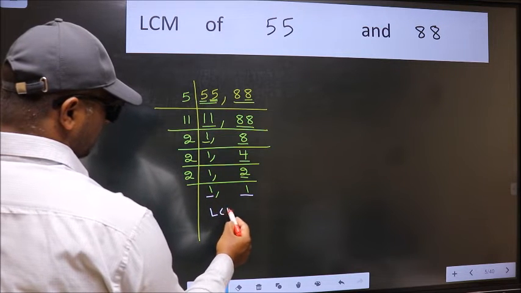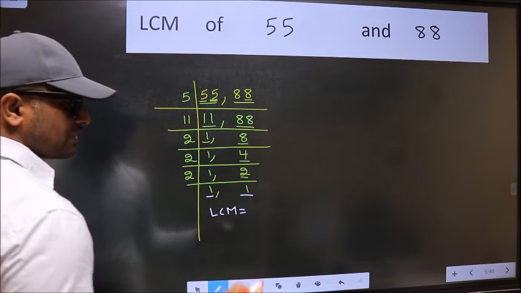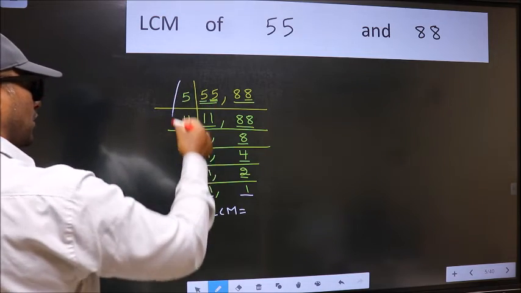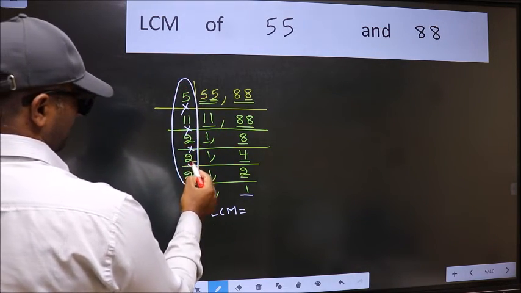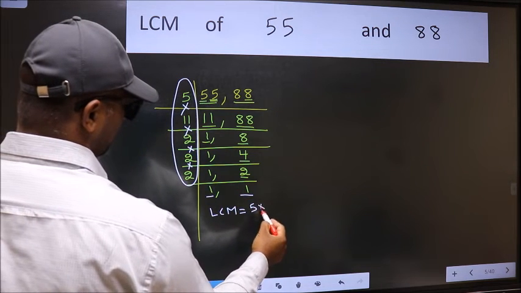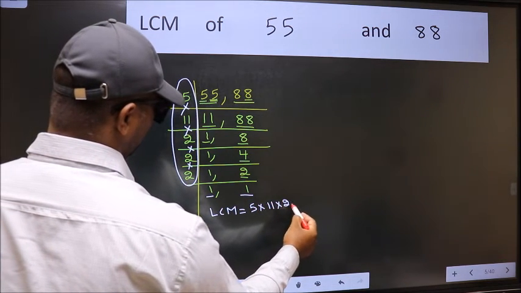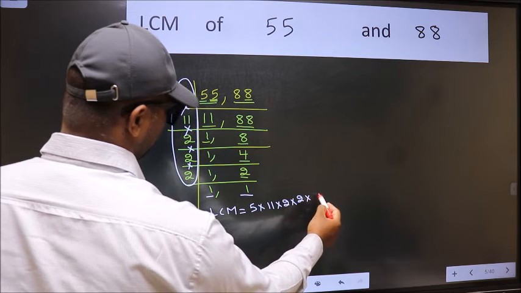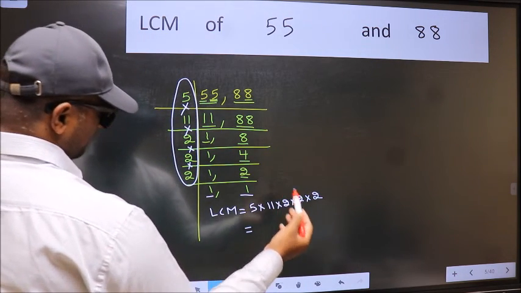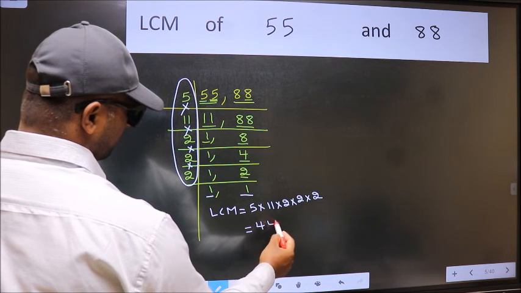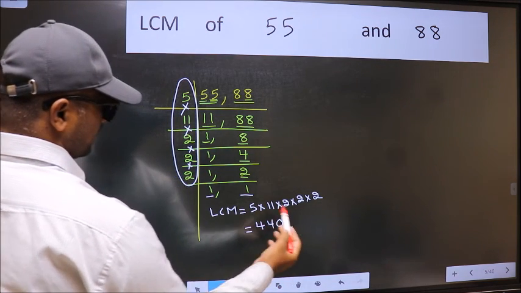So our LCM is the product of these numbers, that is 5 into 11 into 2 into 2 into 2. When we multiply these numbers, we get 440 as our LCM.